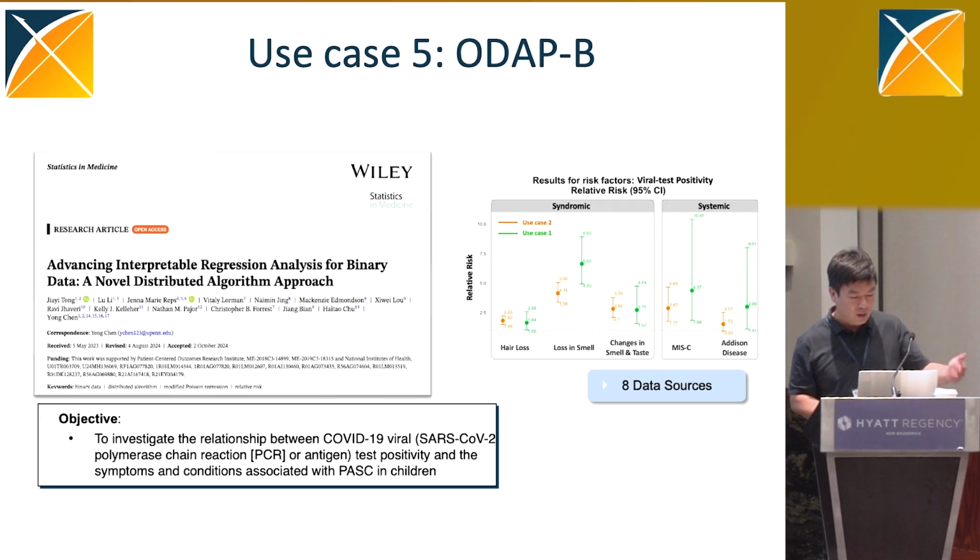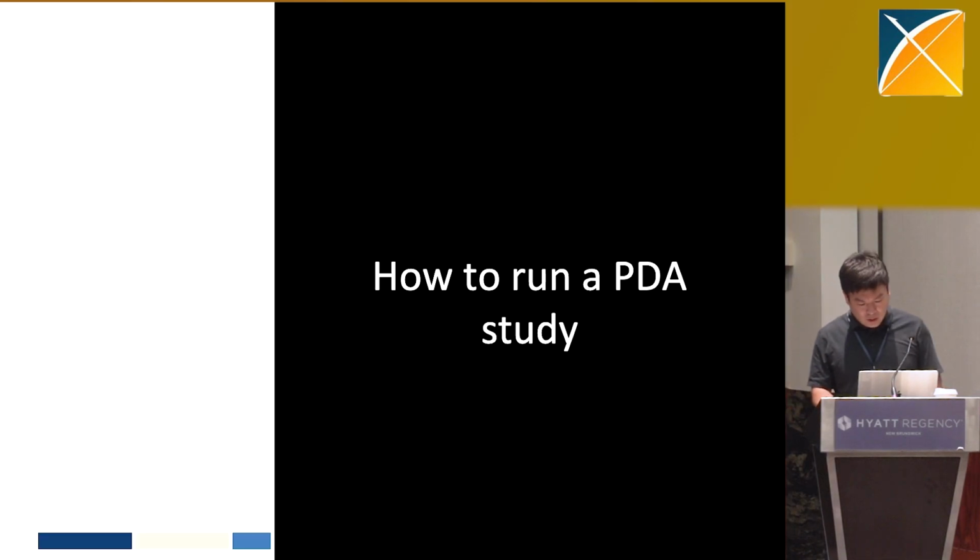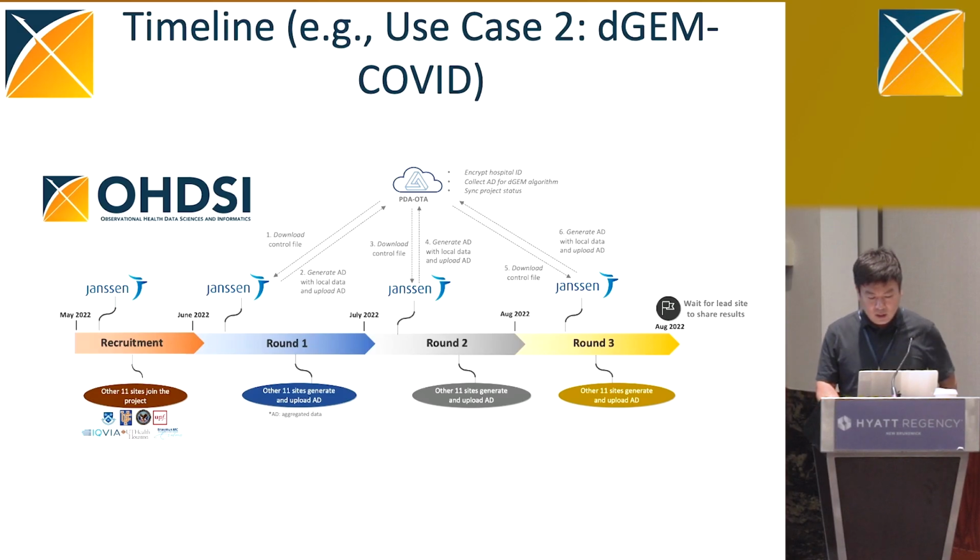P stands for Poisson regression. And very concretely, how do we run the federated analysis? As I said before, in the OHDSI forum, you just need to develop a protocol. So let me put it here. At the beginning, you need to develop a protocol. For this study, we worked with Jenna very closely. And then we gave a one-month window to recruit an additional 11 sites.